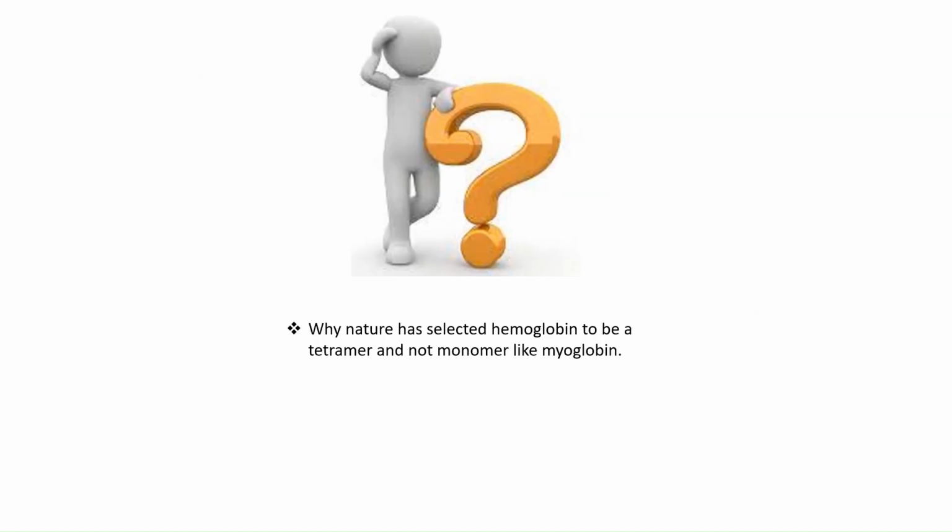Now, one question from my end for you all: why has nature selected hemoglobin to be a tetramer and not a monomer like myoglobin? Do let me know in the comment section.